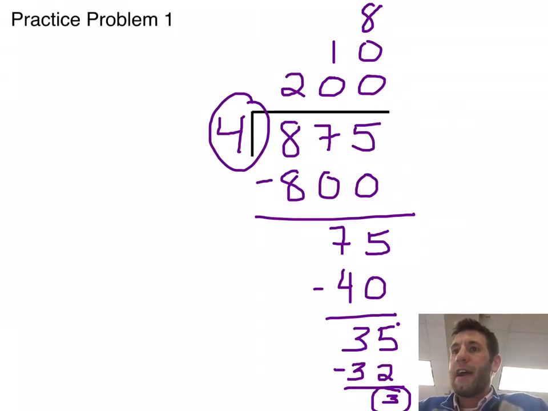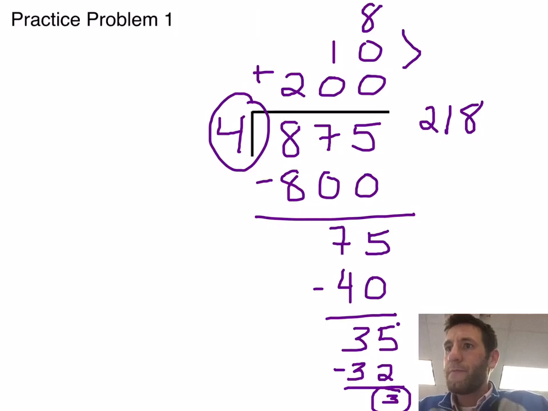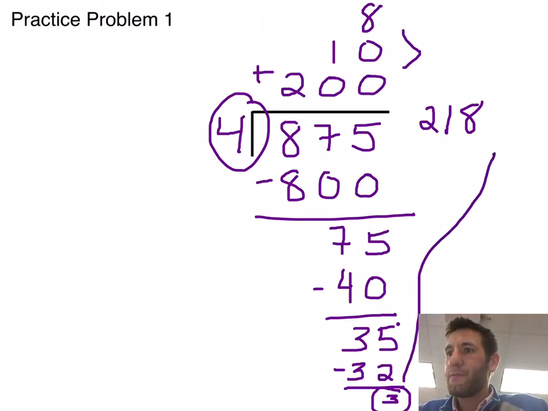So if I add up my partial quotients, I know that my answer is, let's see, I have 8. Make that an 8 you can see. Oh, put that in a better spot for you. And I know that I have 8, 10, and 200. I know that my answer is, because I'll put the remainder up here, 218 with a remainder of 3.